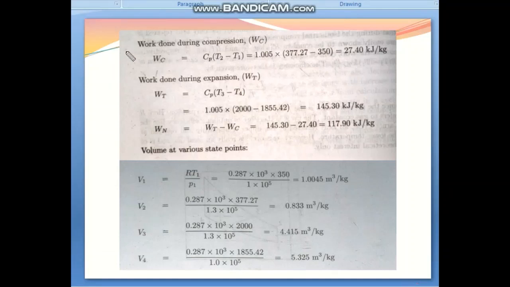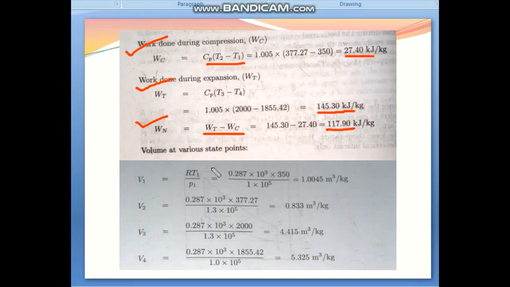Now the work done in the compression process, that is Wc, is Cp into (T2 minus T1). So that is 27.40 kilojoule per kg. The work done in the turbine process, that is Cp into (T3 minus T4), is 145.30 kilojoule per kg. So the net work done, Wn, that is Wt minus Wc, is 117.90 kilojoule per kg.